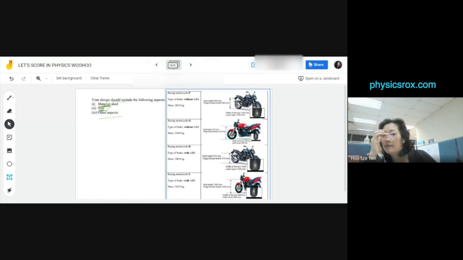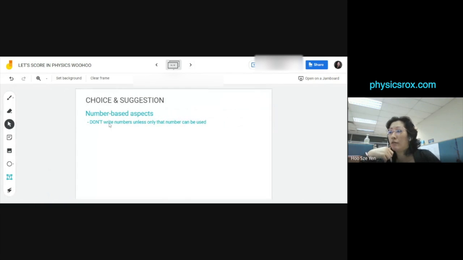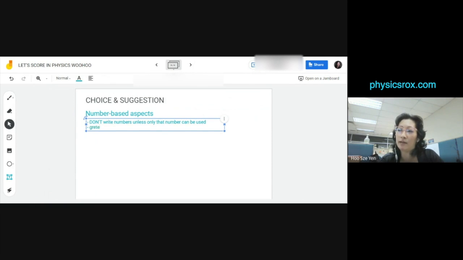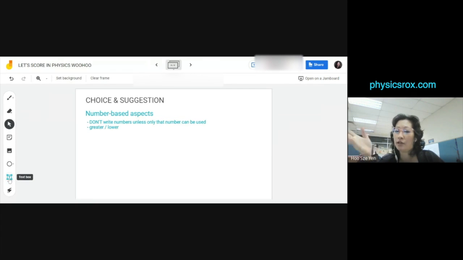Greater mass. For a racing motorcycle, actually, you don't want greater mass. But that's the idea. You either want a greater number or a lower number. But try not to say higher. Try to say greater or lesser. Larger or smaller is also okay, but greater or lesser is preferred in science.